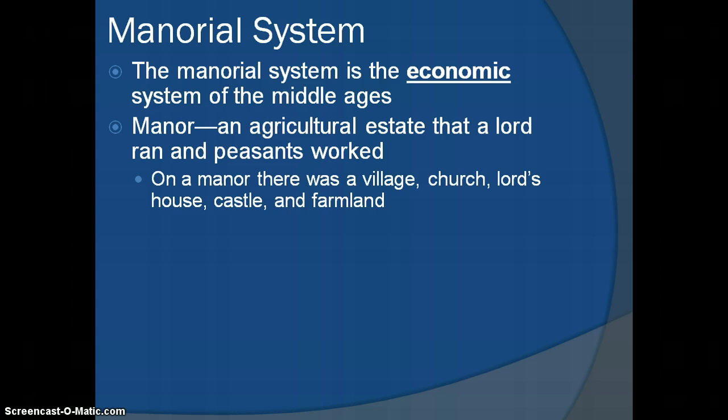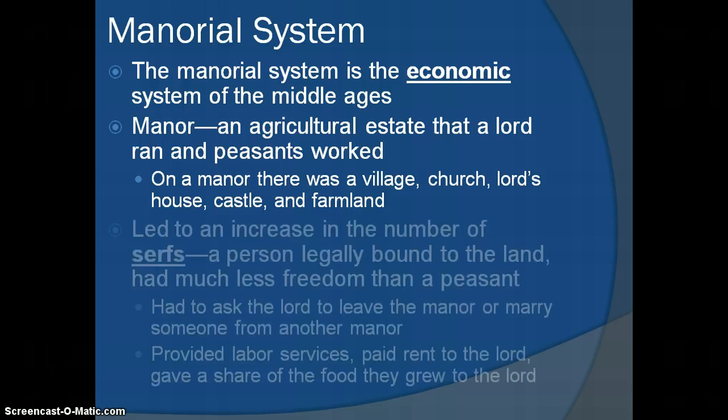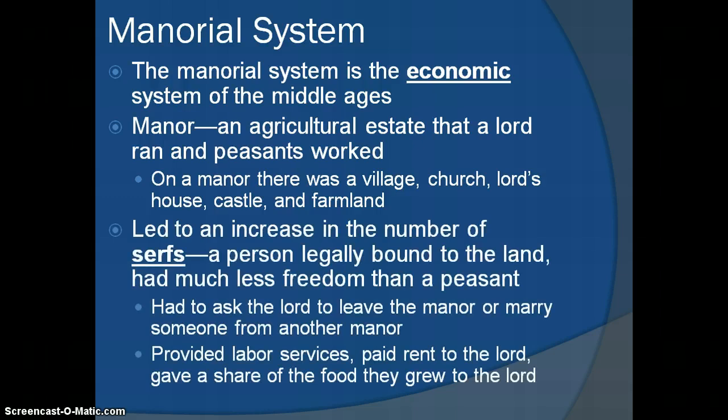On the manor, you're going to see it's basically a self-sustaining area. There's going to be a church, the lord's house, farmland. You'll see a place for the blacksmith, things like that. And what we see is the manorial system actually led to an increase in the number of serfs. So a serf, this is how they're different from a peasant. A serf is going to be someone that's legally bound to the land. They're going to have much less freedom than a peasant.